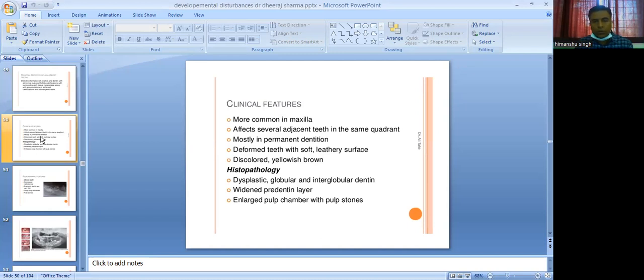Clinical features: it is more common in the maxilla. It affects several teeth in the same quadrant, mostly seen in permanent dentition. The deformed teeth have a soft, ledgy surface and a discolored yellow-brown color. Histopathologically, you can see the dysplastic or interglobular dentin, a widened predentin layer, and an enlarged pulp with pulp stones.